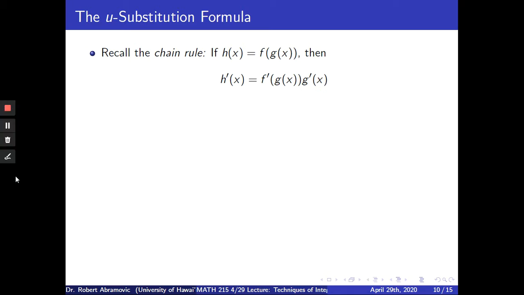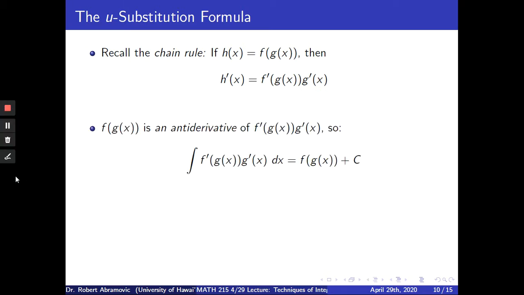Now, as before, what does this mean? This means the composite function is an antiderivative of a function that looks like this: a function that looks like the derivative of some outside function evaluated at an inside function times the derivative of that inside function. So, the indefinite integral of f prime evaluated at g times g prime is equal to f of g of x plus c.